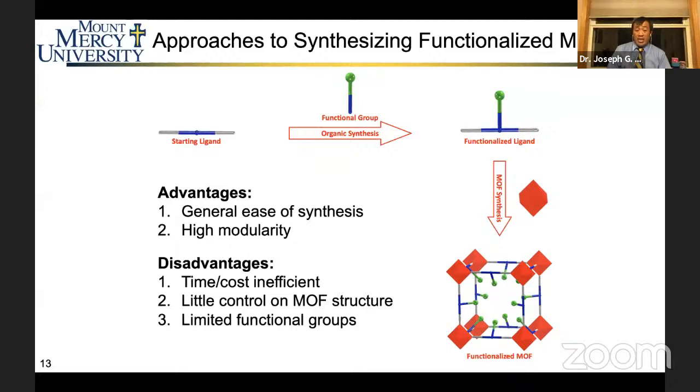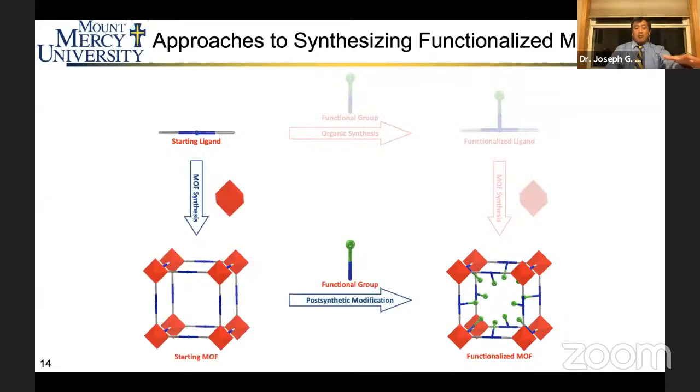But more importantly, we have limited control over what functional groups can be used. So for example, having carboxylates is very useful as charged ion species that can interact with DNA, RNA, can interact with other metal ions for catalysis. But we can't do that when we're trying to form this MOF, because carboxylates will always bind to the metal ion. So instead of taking that approach, our group decided to do this post-synthetically.